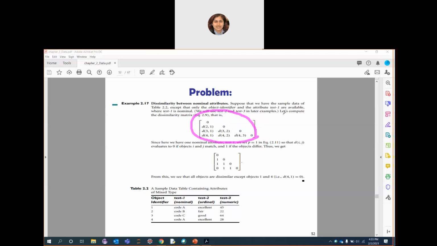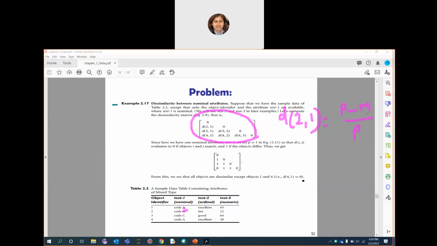Now let's see how to find d of 2, 1. What is the basic formula? How do you find d of 2, 1? It is the comparison between object 1 and object 2, that is code A and code B. We will compare the code A and code B nominal attribute. We have the formula P minus M divided by P, from the last slide.